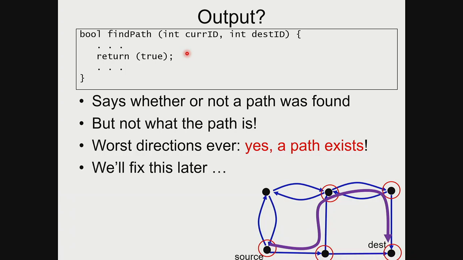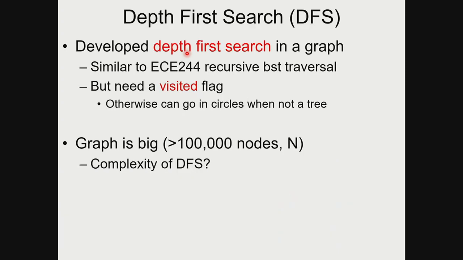It just doesn't tell us where we need to go to reach that destination intersection. There are ways to fix this, and we'll fix this later because we'll show you how to return the actual path. I'm not going to do this for the depth-first search, but keep it in mind. We will do it later.